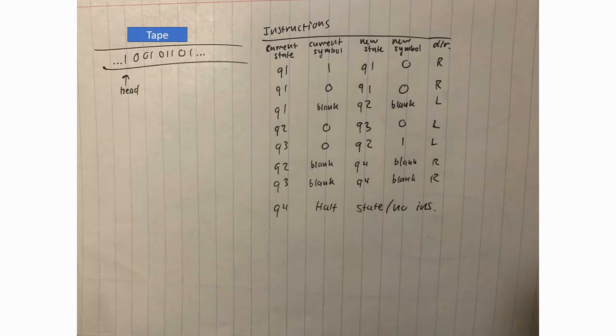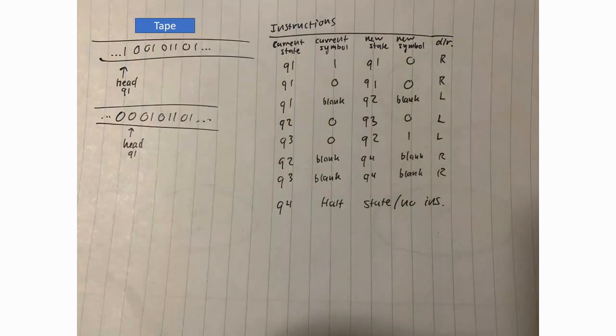So I think the best way to think about this is through example. Here we have the head pointing to a 1, and we're going to start in Q1. So right now we're in state Q1. We go to this table: our current state is Q1, our current symbol is a 1. That means the new state is still Q1, we're going to change that symbol to a 0 and move to the right. So let's see what that looks like.